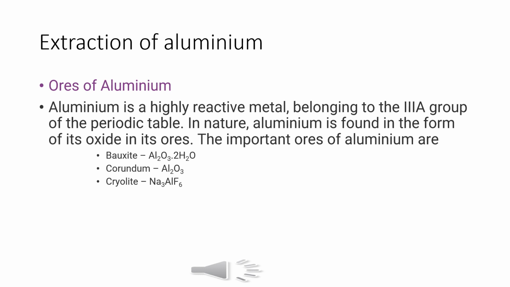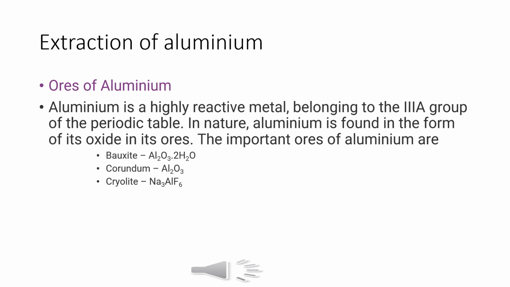These oxides include, number one, the most important of them, called bauxite. The formula of bauxite is Al2O3.2H2O. Bauxite is an impure form of alumina, Al2O3.2H2O. Then we have corundum, Al2O3, and we have cryolite, Na3AlF6. These are the major ores of aluminium.